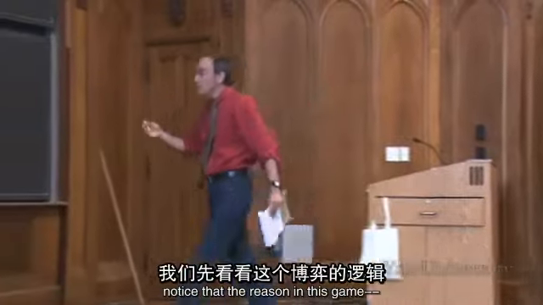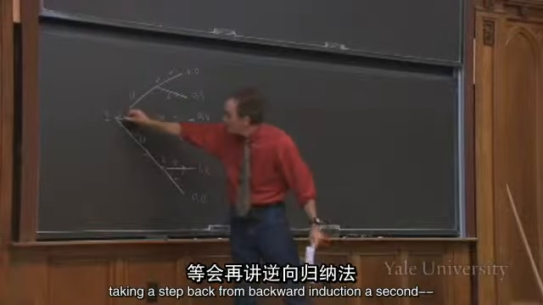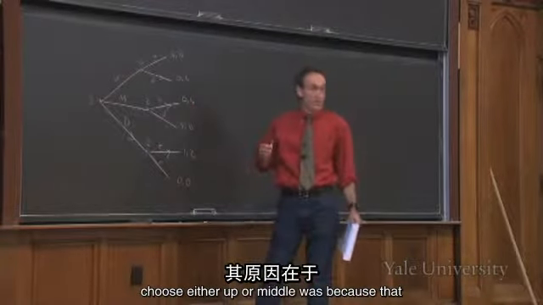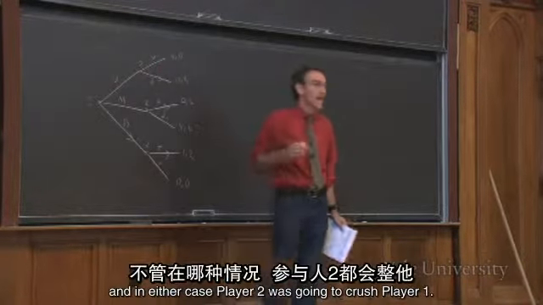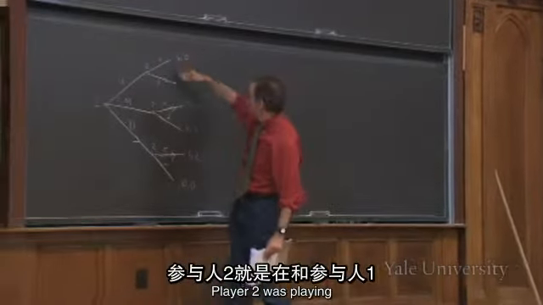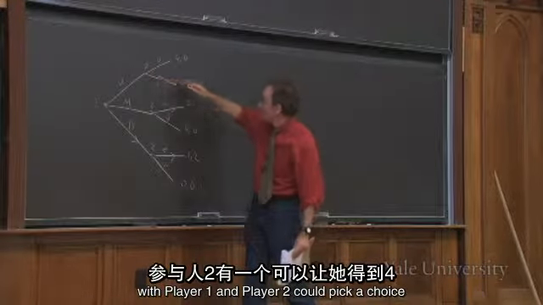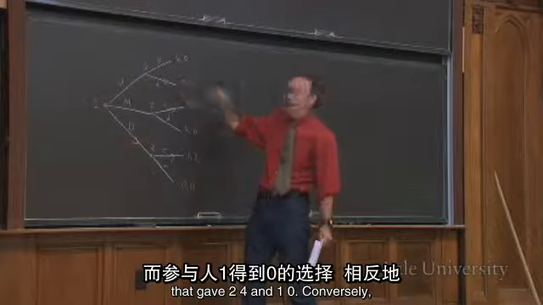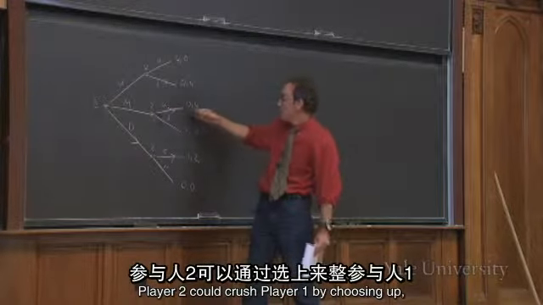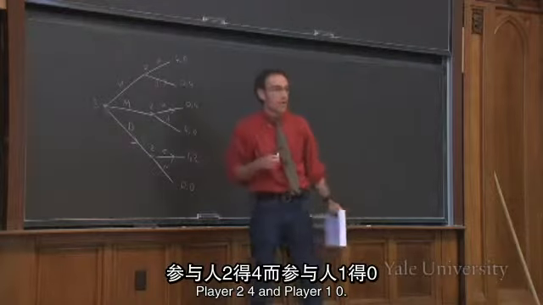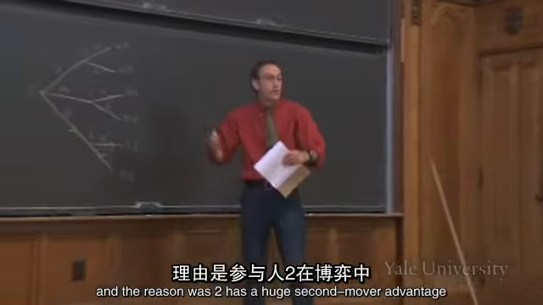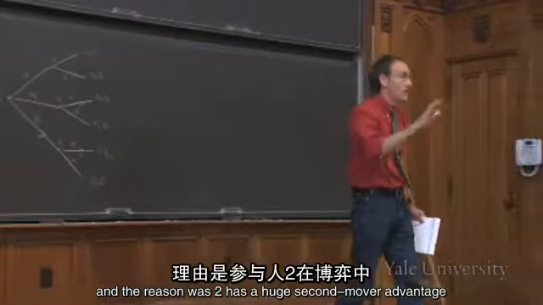Just staring at this a second, taking a step back from backward induction, the reason player 1 did not want to choose either up or middle was because that move was going to be observed by player 2, and in either case, player 2 was going to crush player 1. If player 1 went up, player 2 was playing a strictly competitive game with player 1, and could make a choice that gave 4 and 0. Conversely, if player 1 chose middle, player 2 could crush player 1 by choosing up, which gave, once again, player 2 4 and player 1 0. So there was a good reason to avoid going into the part of the game following up or middle: player 2 has a huge second mover advantage in those parts of the game.